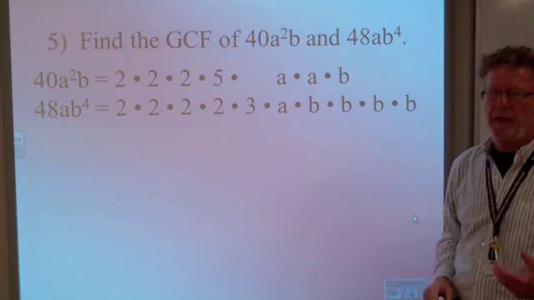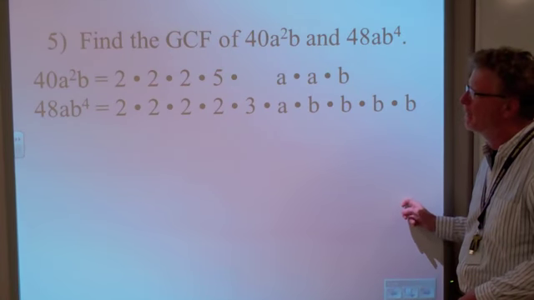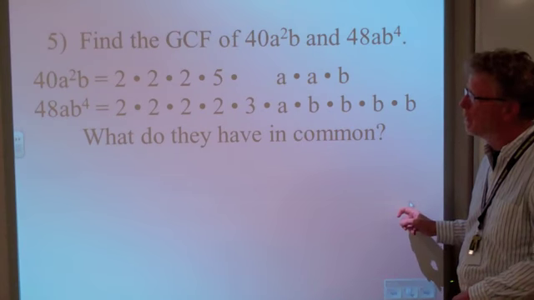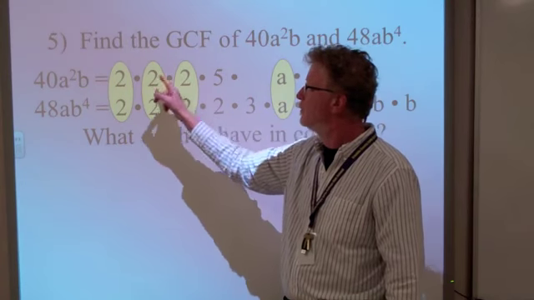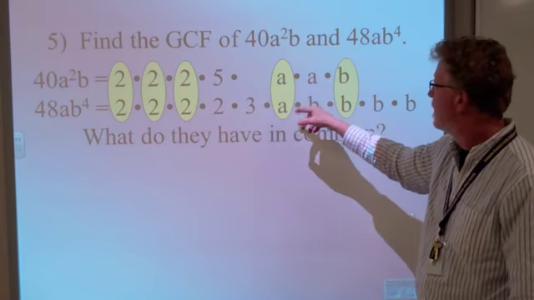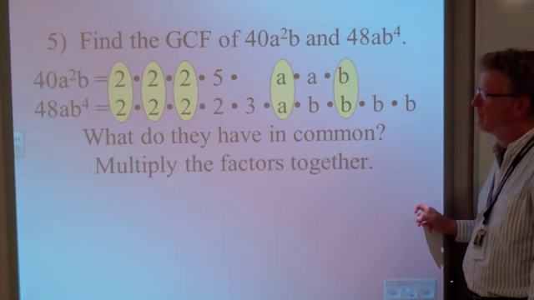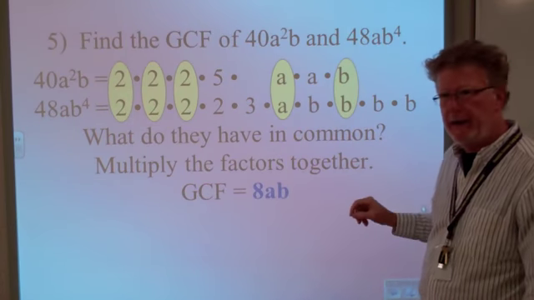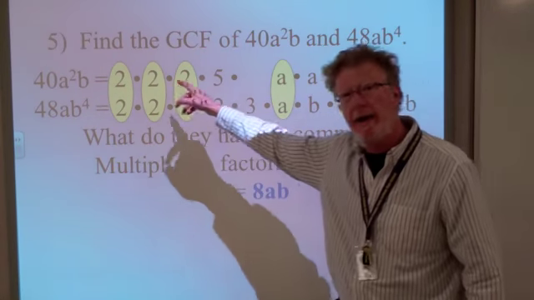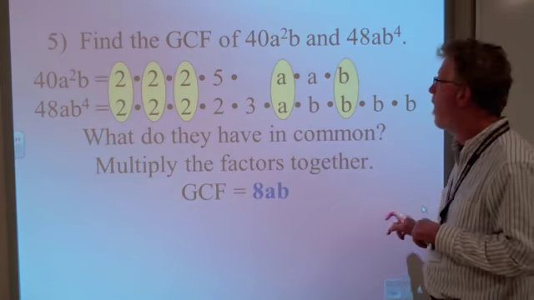And now what we're going to do is find the terms that are in common and multiply them to find the greatest common factor. So what are their common points? The 2's, we've got 3 2's that are common. We have an a common and a b common, so when we multiply these through, we're going to find that the greatest common factor is 8ab. Because remember, 2 cubed is 8, or 2 times 2 times 2 is 8.